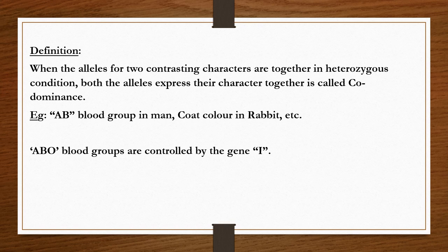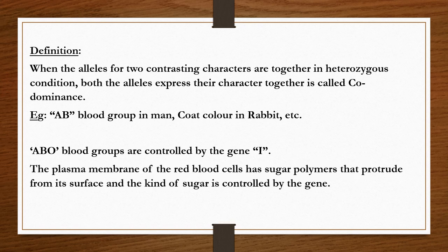ABO blood groups are controlled by a gene called the I gene. The plasma membrane of the red blood cells has sugar polymers that protrude from its surface. Protrude means they slightly come out from the surface, and the kind of sugar is controlled by the gene I.